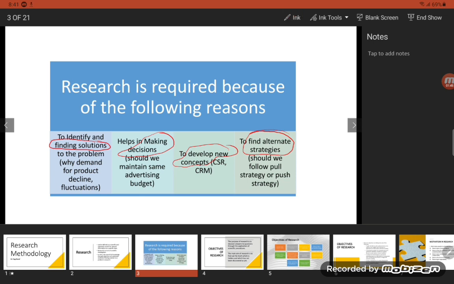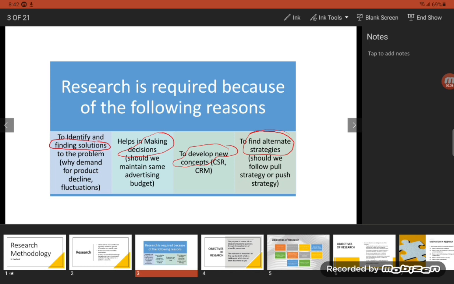So with respect to number one, you have a problem and you would like to find a solution for this problem. Say, for example, demand for a specific product declines, or the economic growth rate of the country decreases. So we would like to find solution for this problem. Okay. Number two, make decision. You would like to maintain the same advertising budget. You would like to keep wages constant, for example. So this is the decision you would like to make.